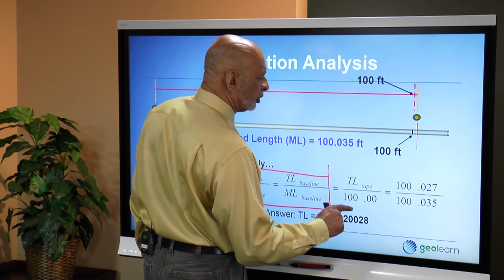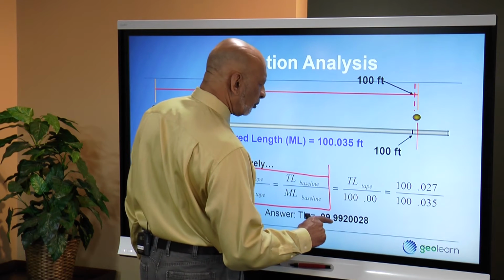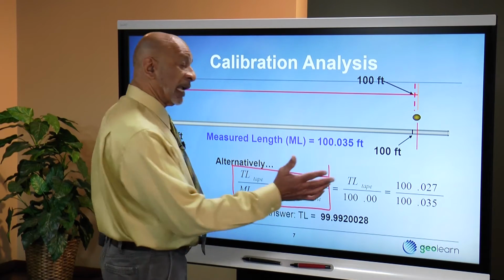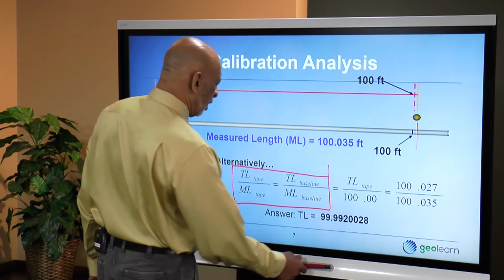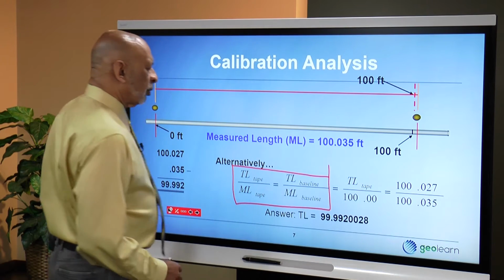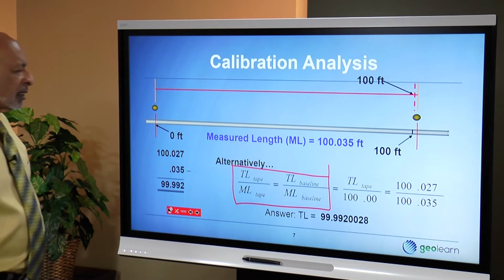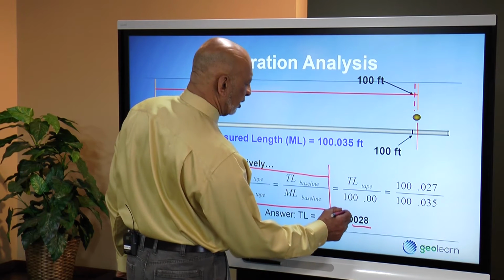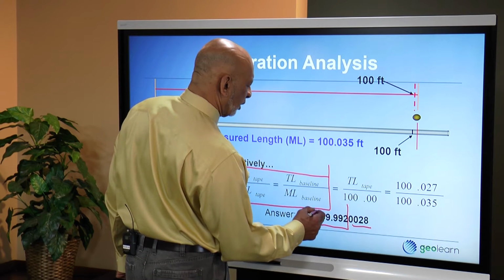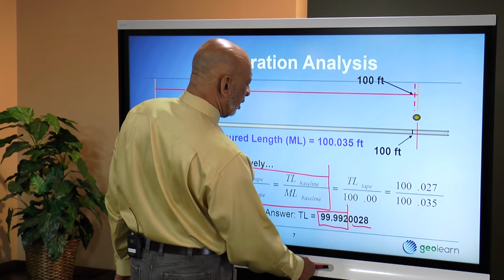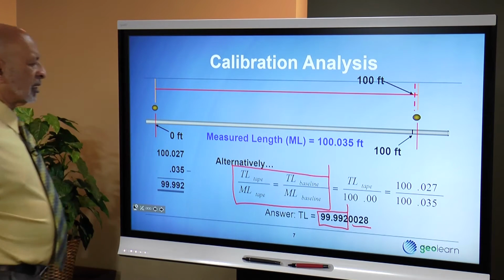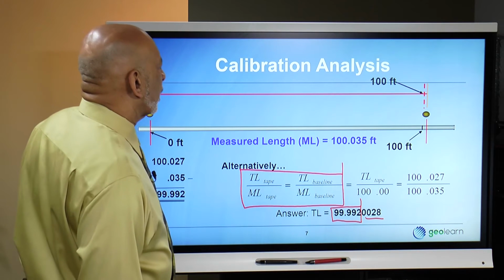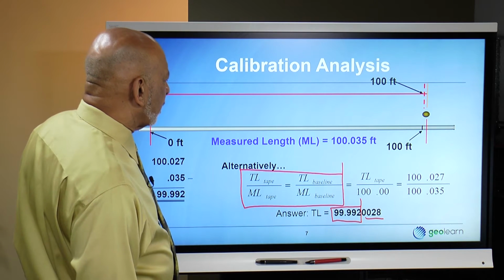and then we divide both sides of that equation by 100.035 to get that the true length of the tape is 99.9920028. Now, all this stuff here is ridiculous. It can't be that accurate, but that's how the proportion works out. And so typically you would round this out to 2, 3, or 4 places, depending on the care you had taken and the type of baseline it is and so forth.